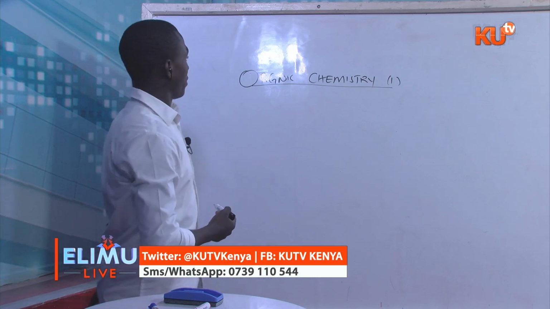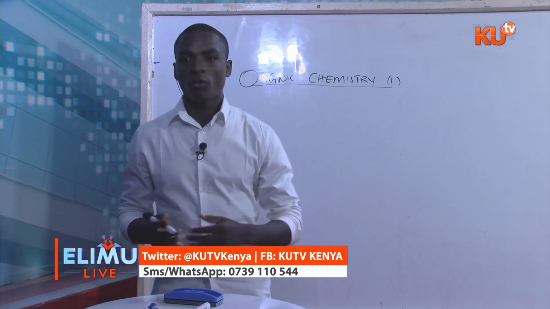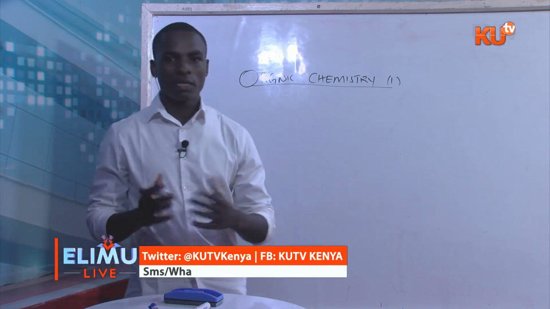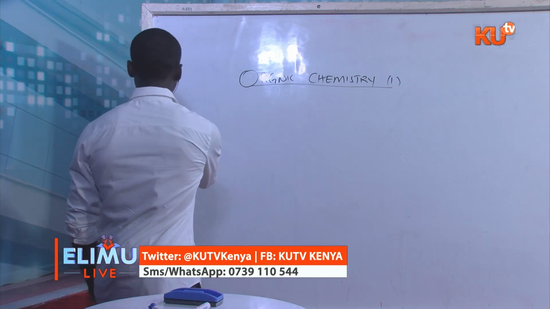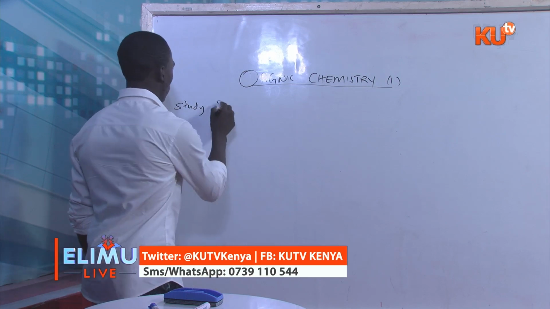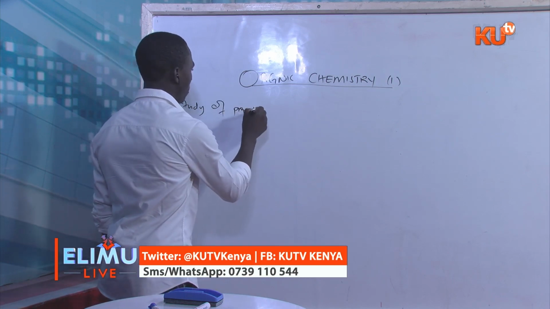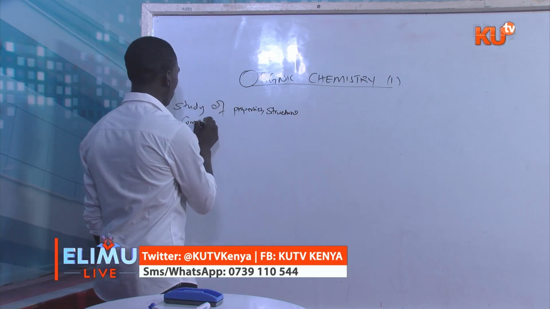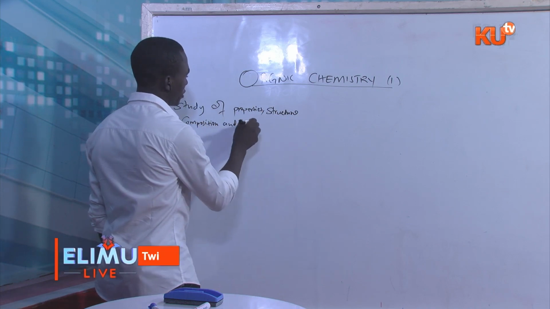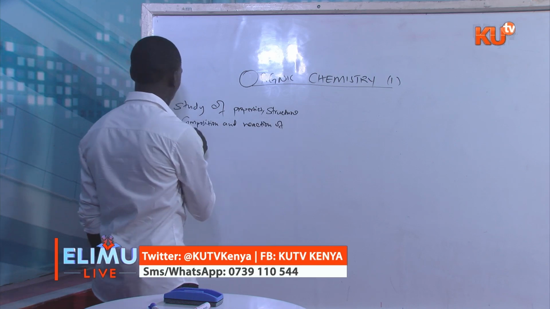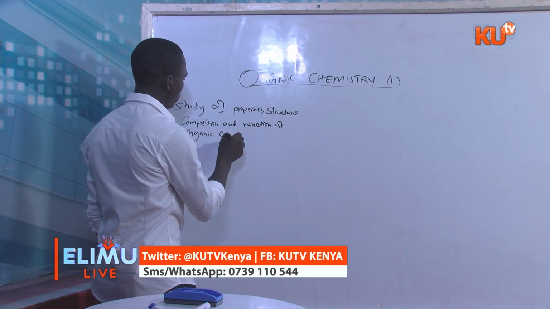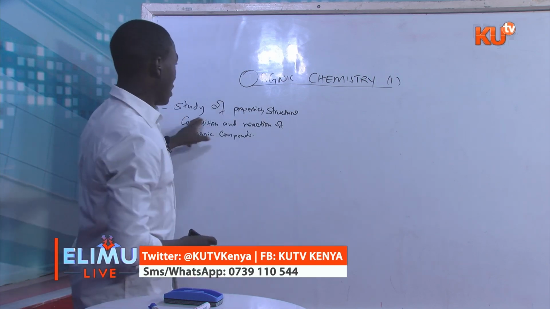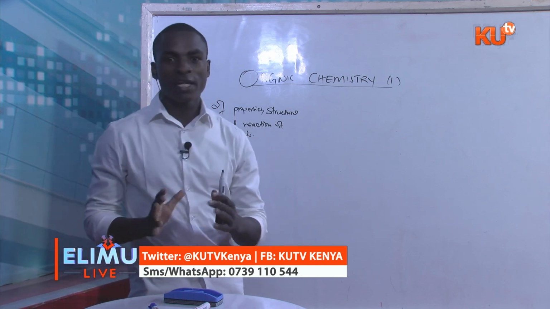To begin with, we shall give the definition of organic chemistry so that you can all get the overview meaning of what organic chemistry is. Organic chemistry is simply the study of the properties, structure, composition, and reactions of organic compounds.